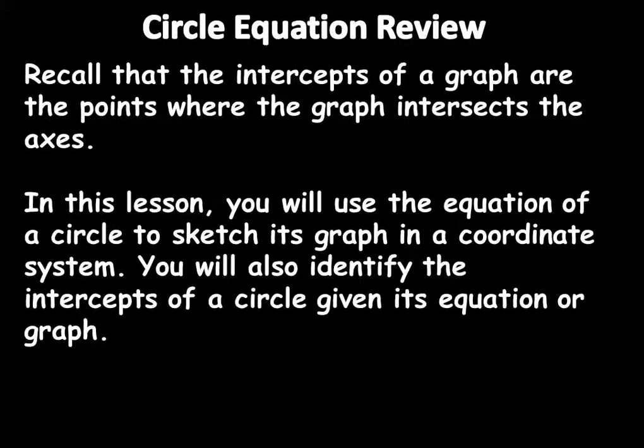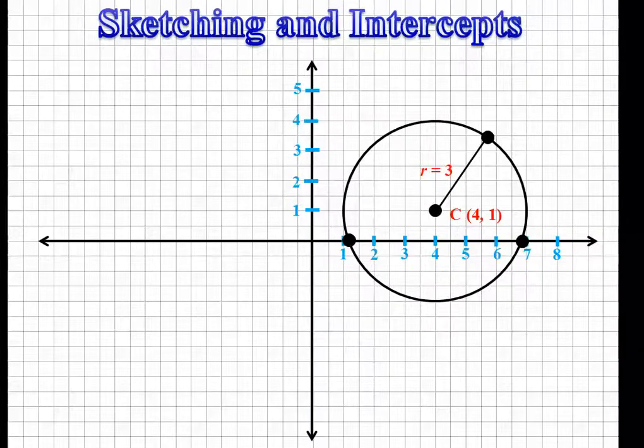Now recall that the intercepts of a graph are the points where the graph intersects the axis. What we focus on primarily here is the x-intercepts. In this lesson, you're going to use the equation of a circle to sketch its graph in a coordinate system, and you will also identify the intercepts of a circle given its equation or graph.